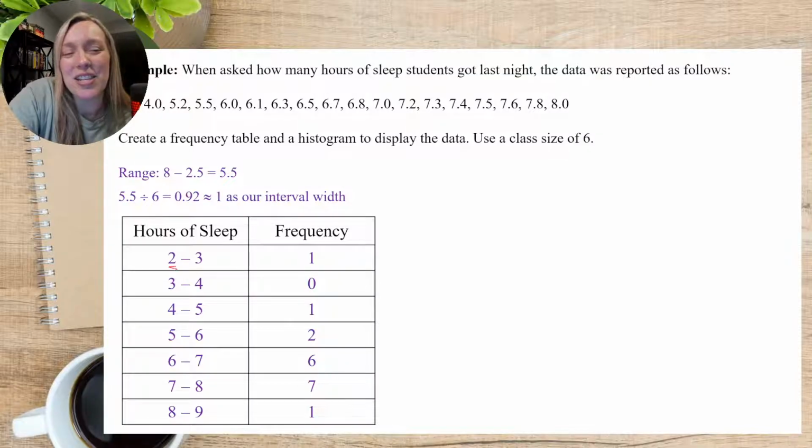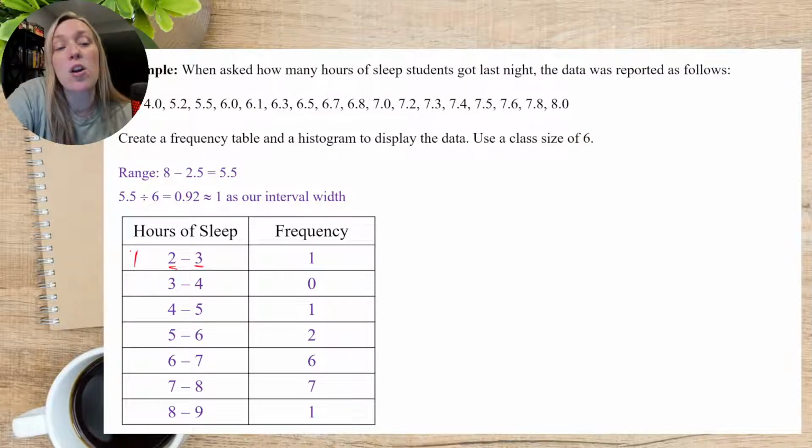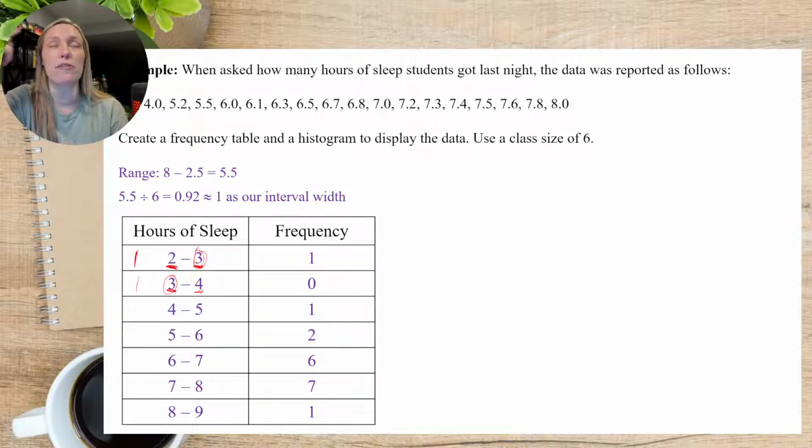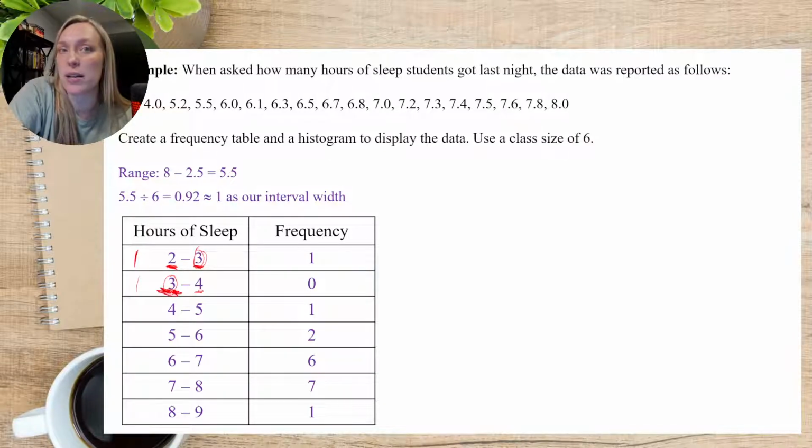So I'm going to start at 2 and I'm going to go up to 3. So this is an interval of 1. Why is this an interval of 1? Because it starts at 2 and goes up to 3. This starts at 3, goes up to 4. Interval of 1. But it doesn't include this endpoint. So notice how 3 is here and here. Where would 3 be included? If a student got exactly 3 hours of sleep, which interval would they fall in? They would fall into this interval right here, because the upper boundary is not included.